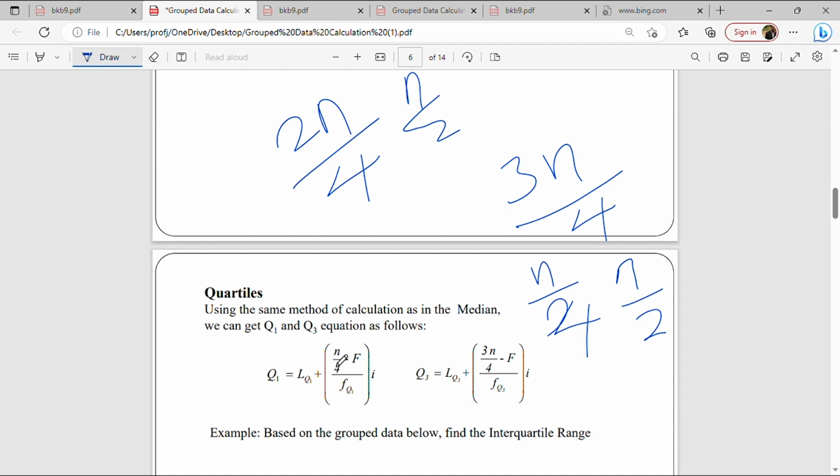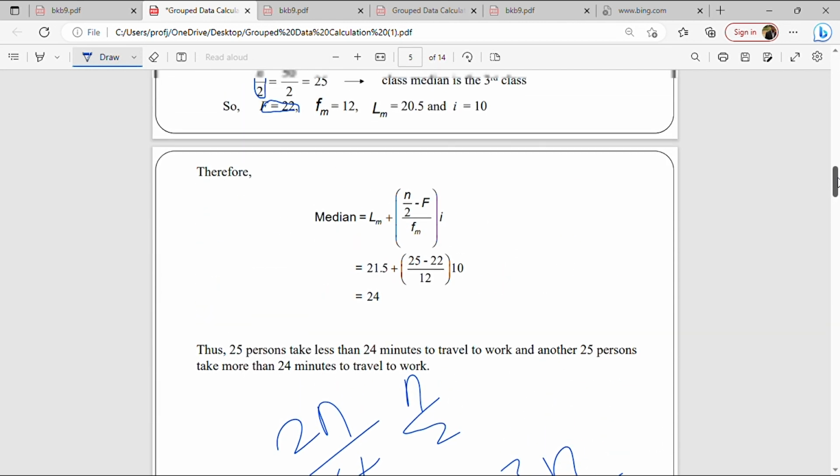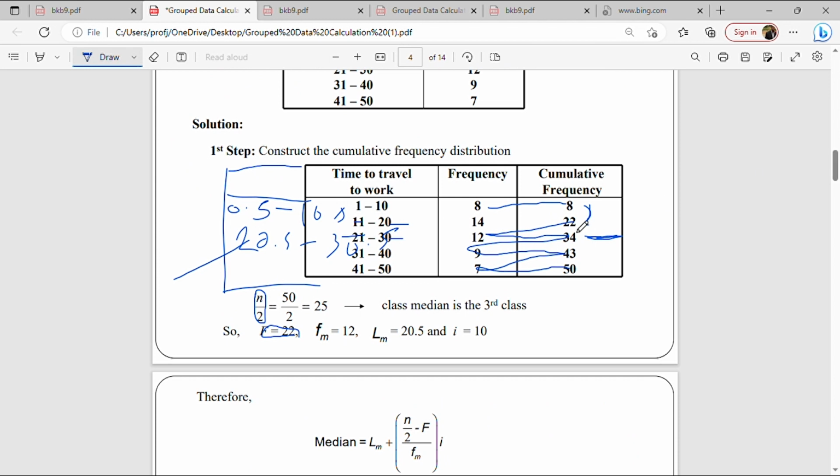Now, we want to find quartile 1. We need to get the position of quartile 1. So we say n over 4. Once we get n over 4, it is 50 divided by 4. That should be around 12.5. So you go back to your table and locate where 12.5 is. 12.5 is around here. Then you now start: the lower class boundary of quartile 1 is 10.5.